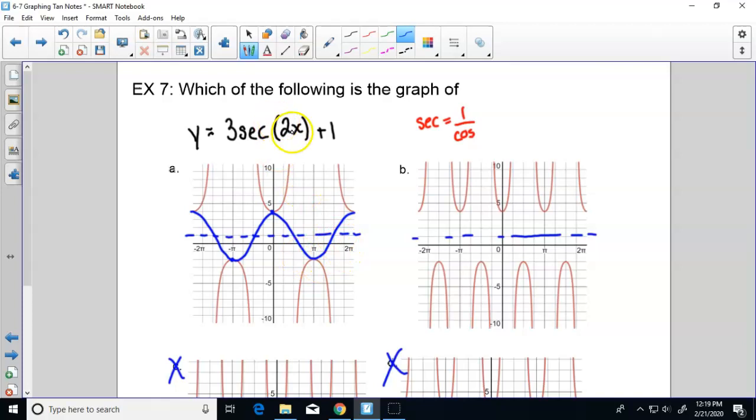So the last thing we have to think about is the period. So the period for this graph should be 2 pi over 2, which would just be pi. So this graph right here has a period of 2 pi. But this graph right here, if we think from one minimum point to the next minimum point, it only has a period of pi. So B would have to be the answer for this one.